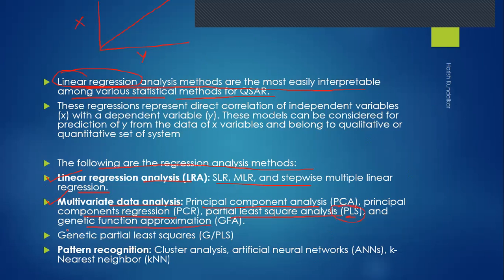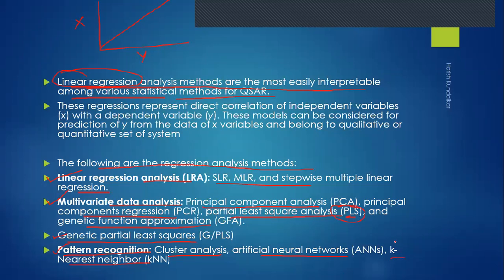You need not be stressed about learning all of these statistical methods. But what we all need to understand is that QSAR is based on the application of statistics to the physicochemical properties and hence activities. Then we can have genetic partial least squares analysis. Then we can have pattern recognition, wherein we talk of cluster analysis, artificial neural networks, the k nearest neighbor approach, etc.